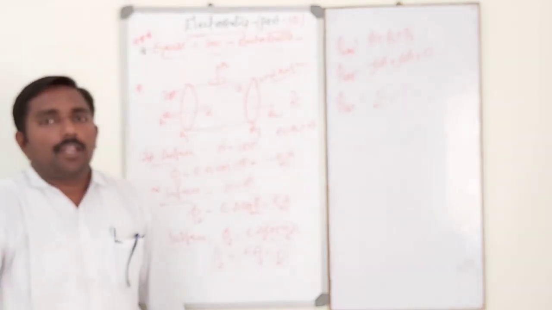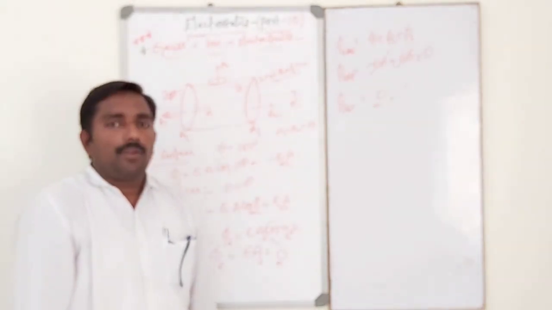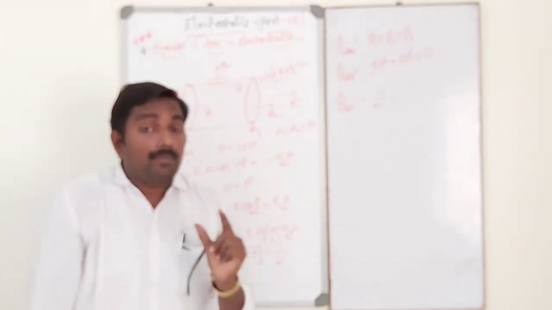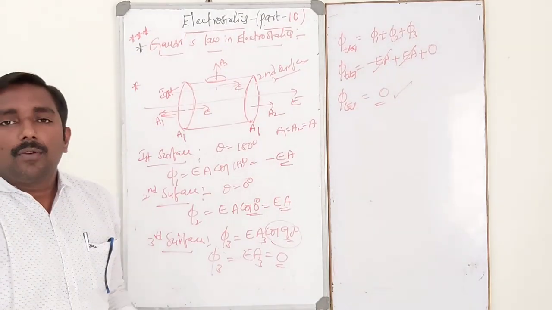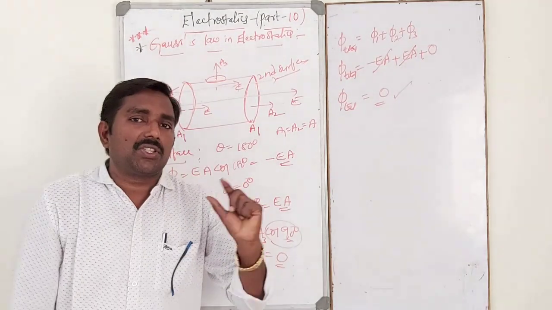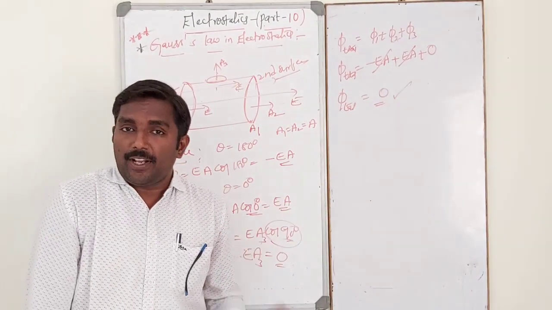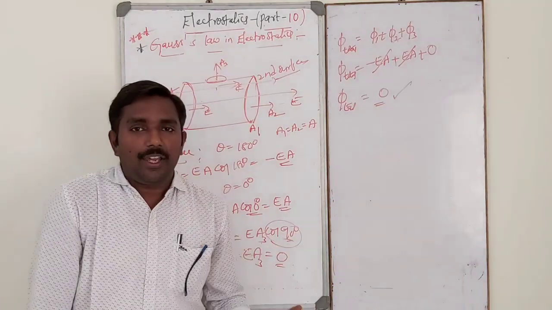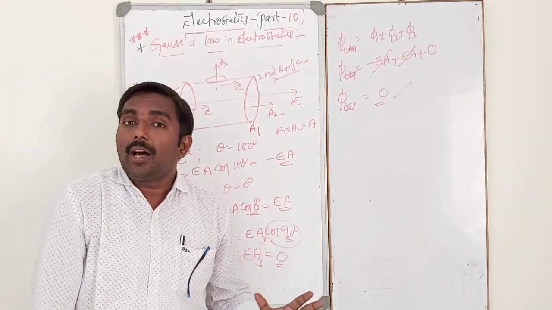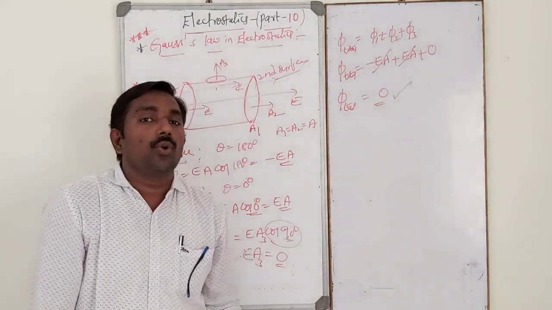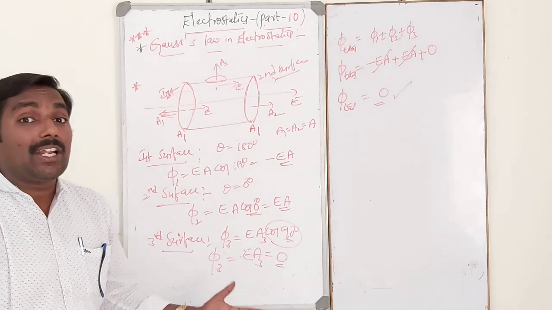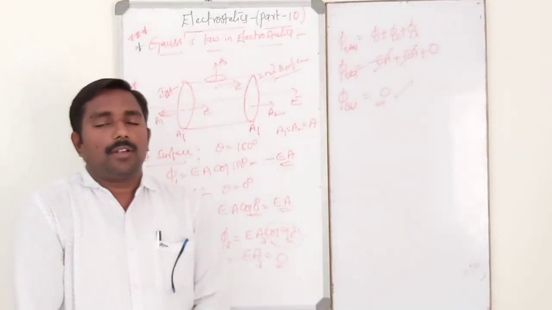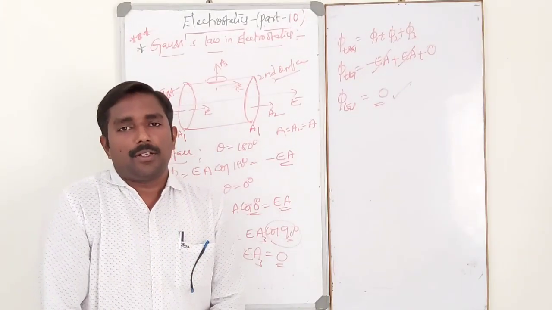Okay, students. The most important one is the statement of Gauss law. Once again, Gauss law states that the total electric flux through any closed surface in air or vacuum is equal to 1 by epsilon naught times the total charge enclosed by the surface. Enclosed by the surface, the most important, students.